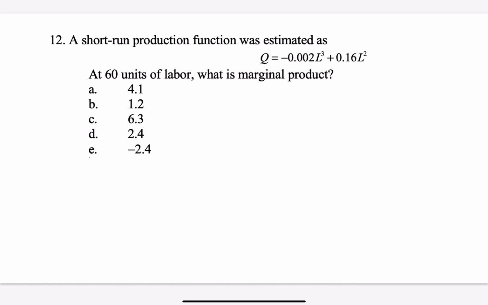Same production function. This time we're asked at 60 units of labor, what is the marginal product? So our marginal product from this is going to be negative 0.006 L squared plus 0.32 L. And you can either get this with the marginal product being equal to the derivative of Q with respect to L, or you can plug it into your formulas that are on the sheets. It doesn't matter which way you're going as long as you know what you're doing.